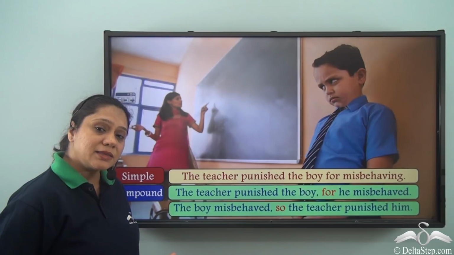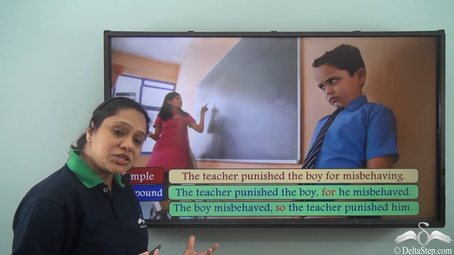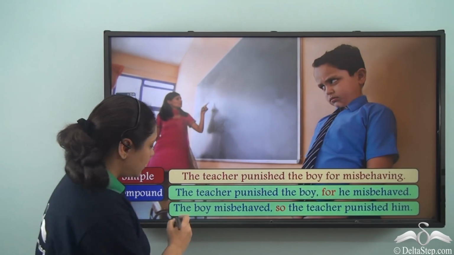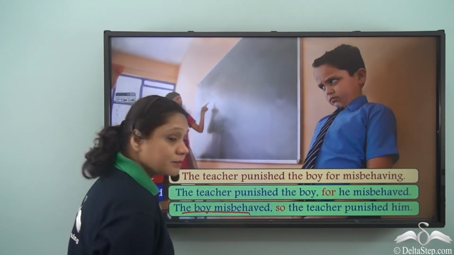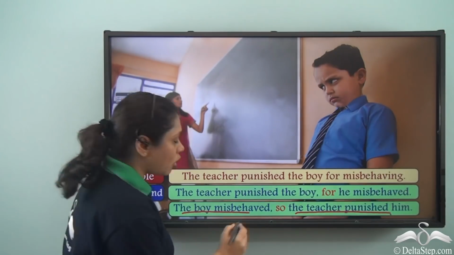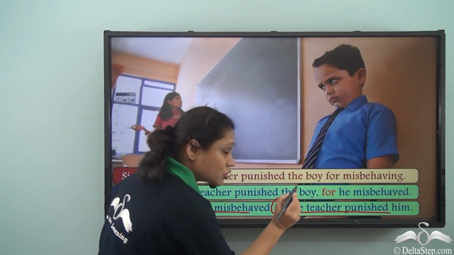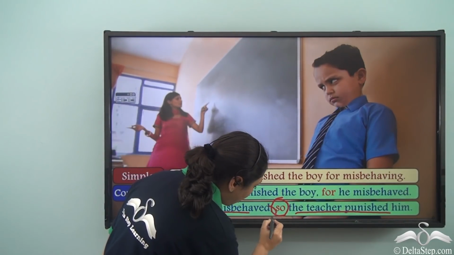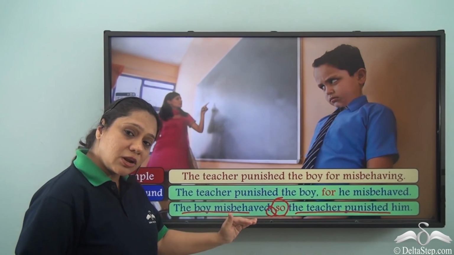We can also write the compound sentence as, the boy misbehaved, so the teacher punished him. Now what have we done in this case? We have just interchanged the position of the clauses. The boy misbehaved, the teacher punished him, and we have used the coordinating conjunction. So we have also put the comma after the first clause.